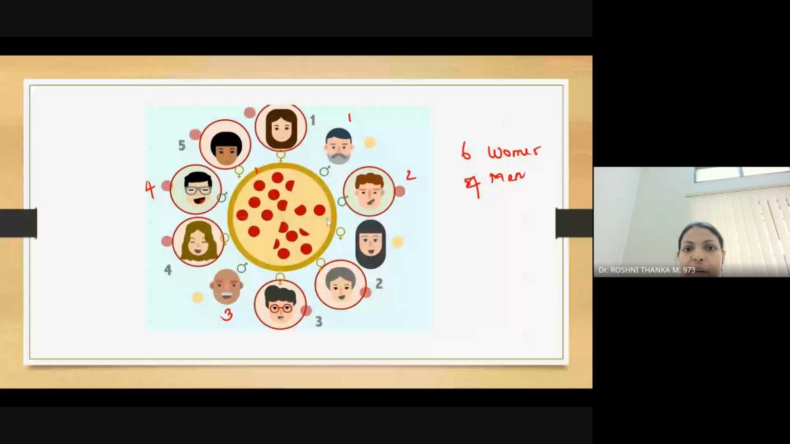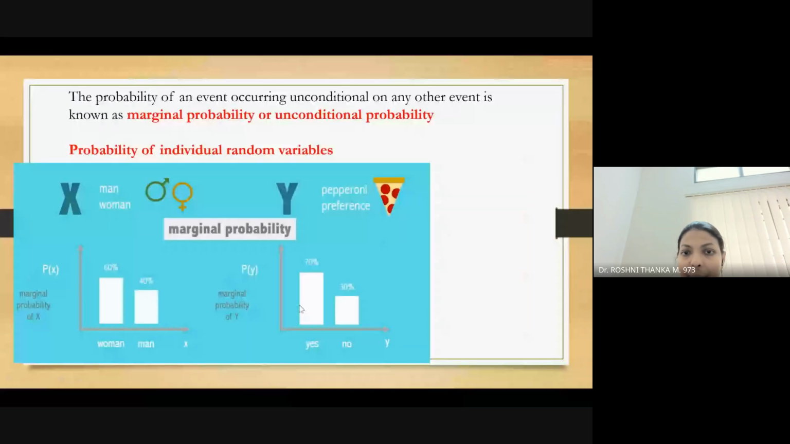So what is the probability of that? 70 percent like pepperoni on the pizza, and 30 percent don't like pepperoni on the pizza. So this is what is called marginal probability, which means this is one event and that is another event, which don't depend on each other. That is unconditional probability, the probability of an event. Whether you get a man or a woman doesn't depend on the preference on the pizza. So the probability of an event occurring unconditional on another event is known as marginal probability or unconditional probability.